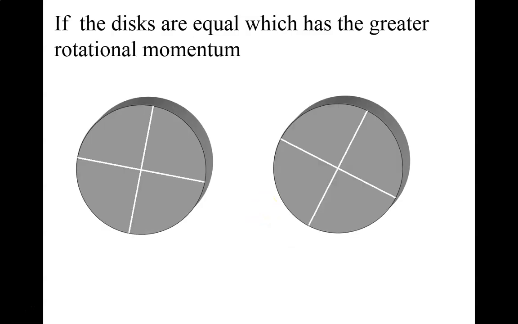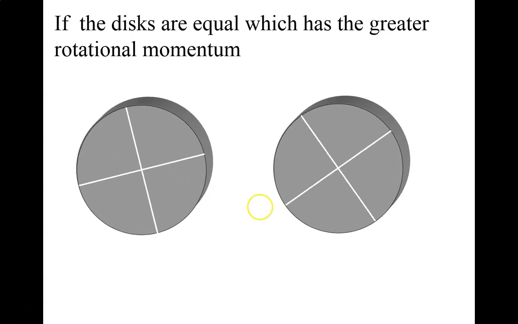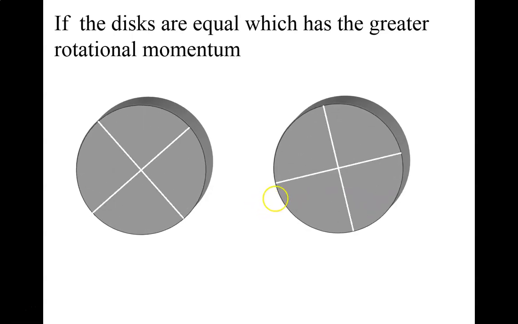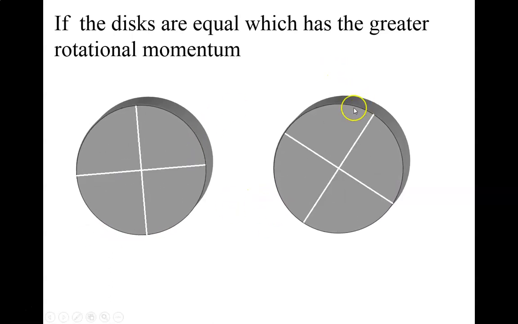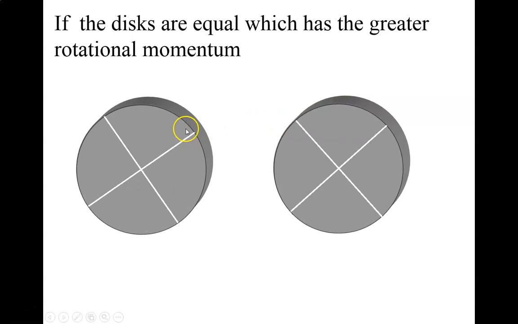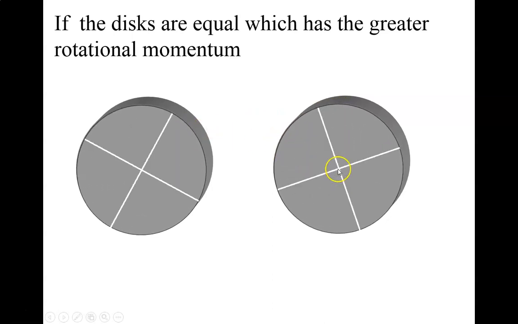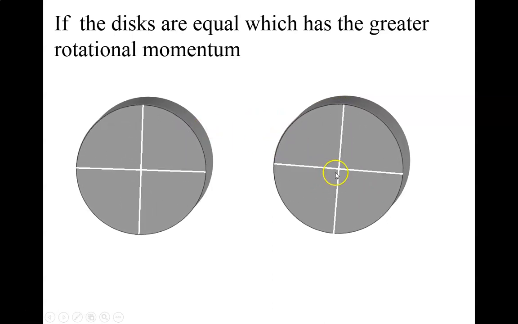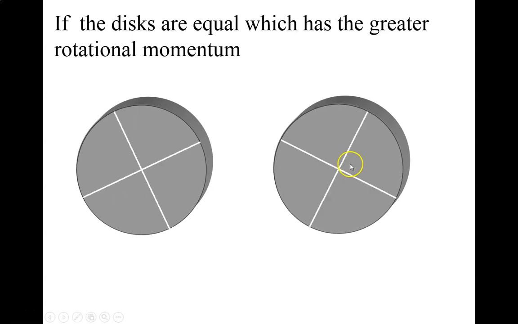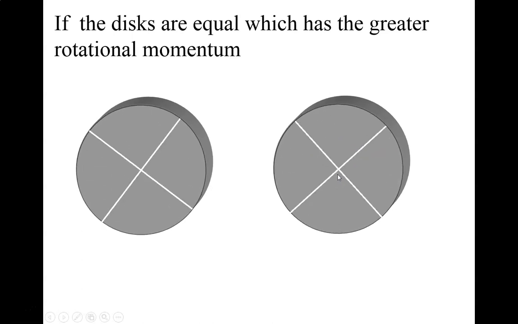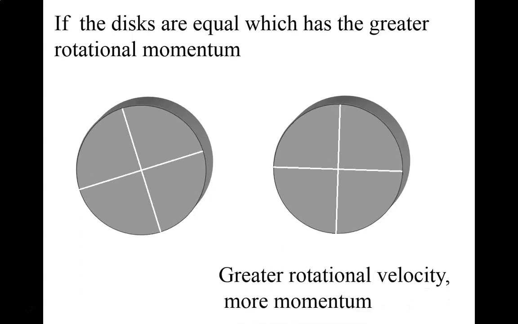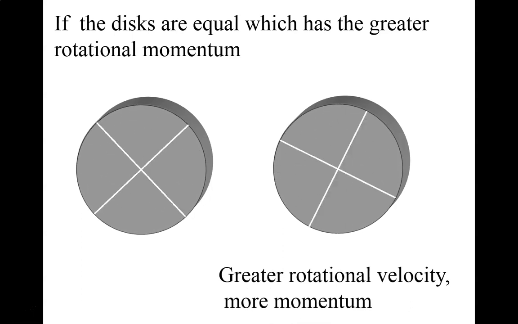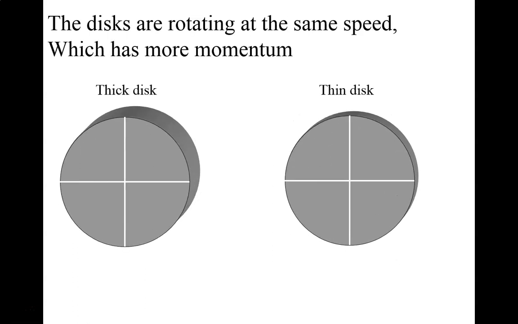So if the disks are equal, which disk has the greater rotational momentum? Well, the disks are identical. This disk is obviously rotating at a greater rate. So the one that's spinning faster is going to have more momentum if it's got the same rotational inertia. The greater the rotational velocity, the more momentum you have if the mass is the same.